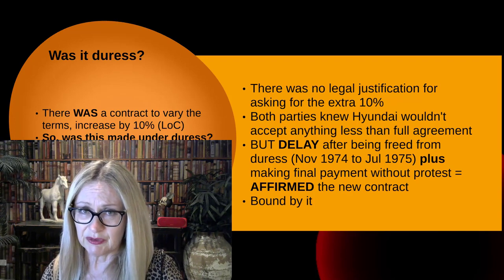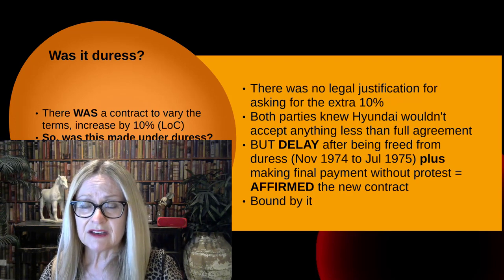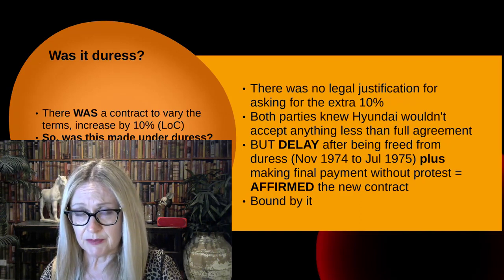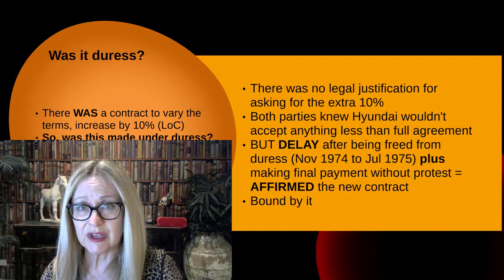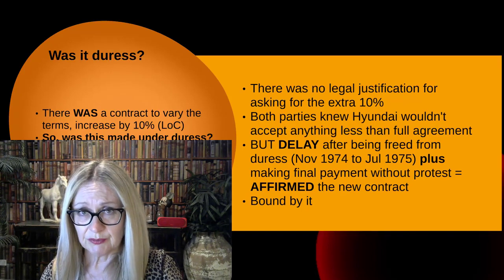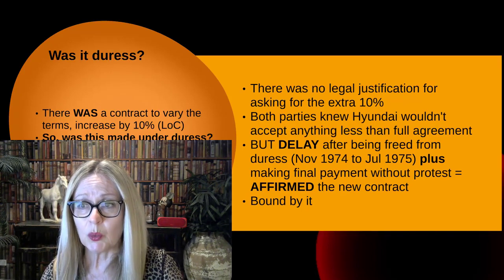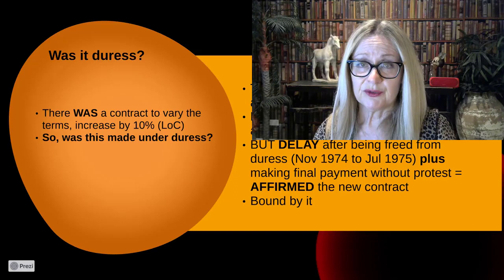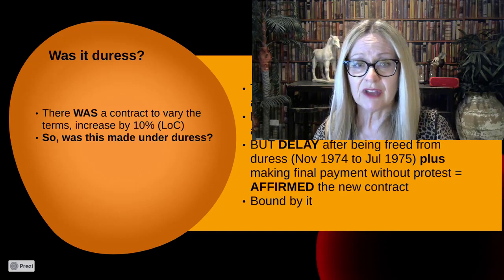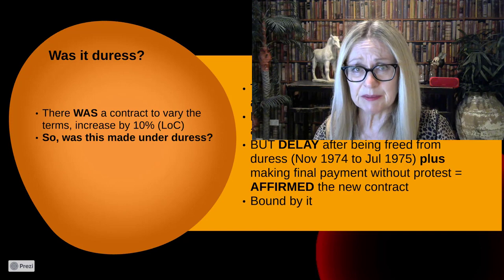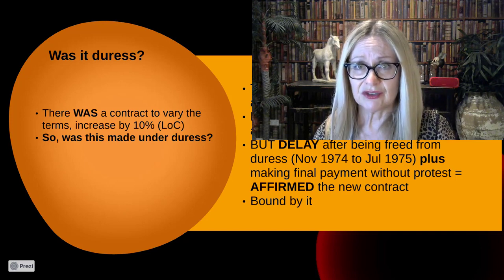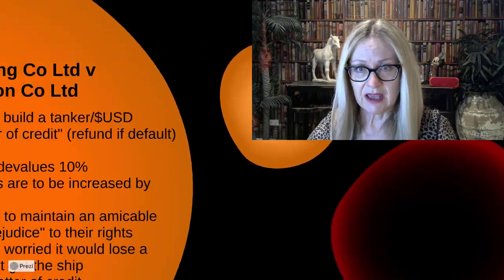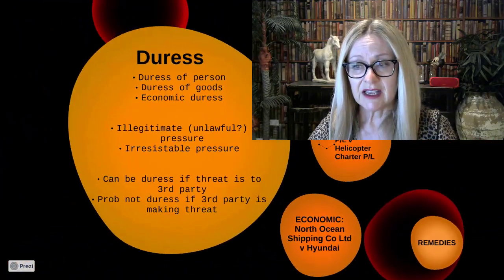However, there were a couple of unfortunate things. As I said, they delayed from November 1974 until July 1975 before they spoke up. And also, the last payment that was made was done without making any protest. So, unfortunately for North Ocean, even though they had a good cause of action, they lost it. It slipped out of their hands, and that delay really did cost them very, very dearly. So that is the case of North Ocean Shipping and Hyundai, and that's economic duress.